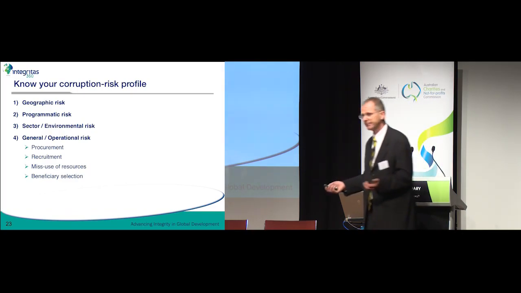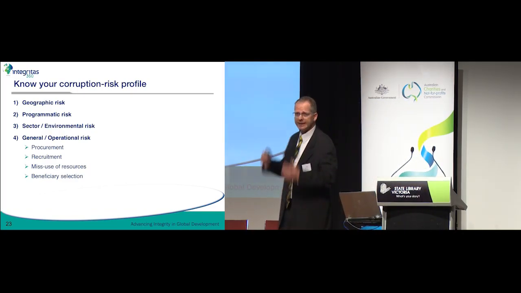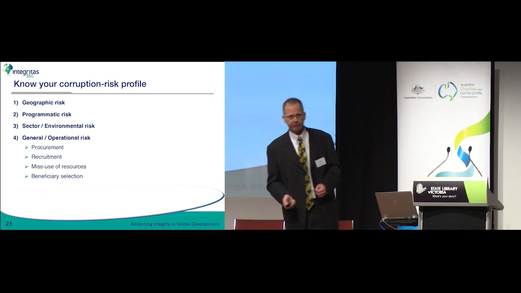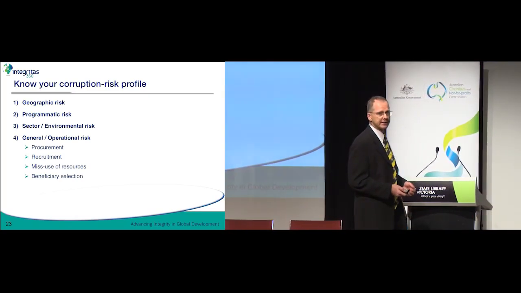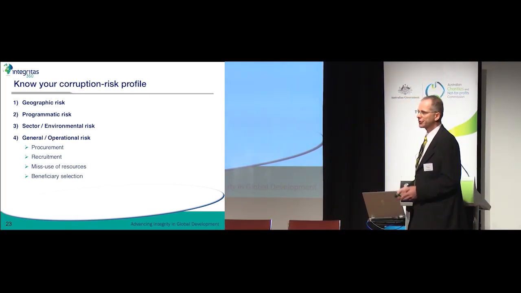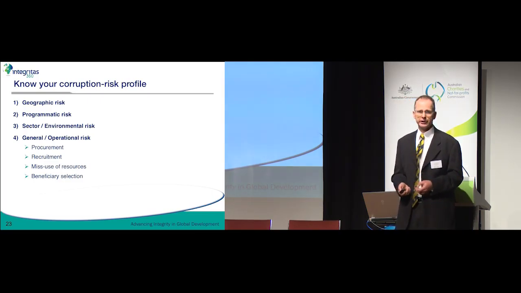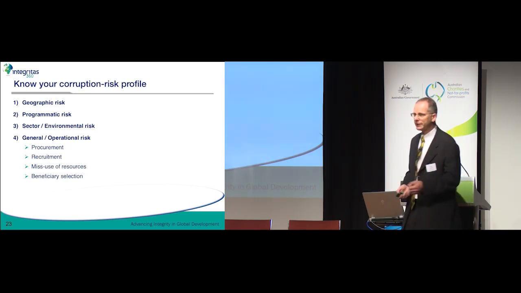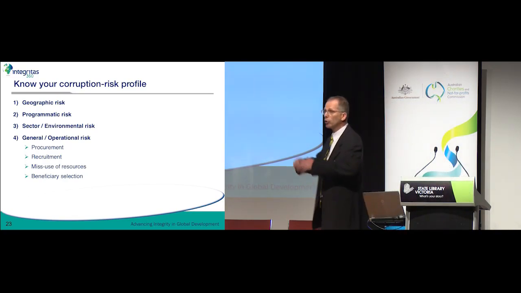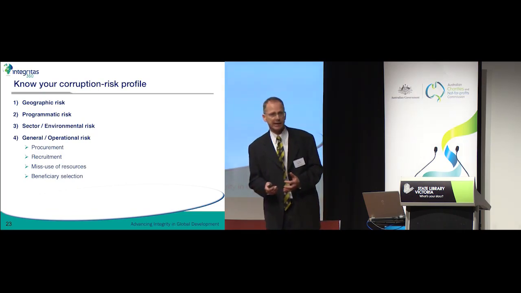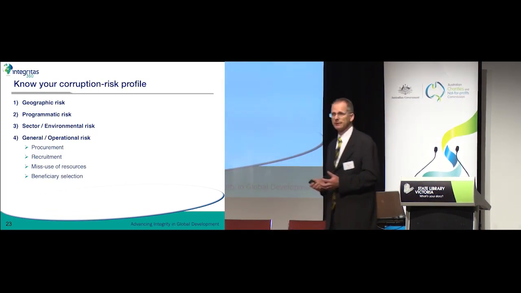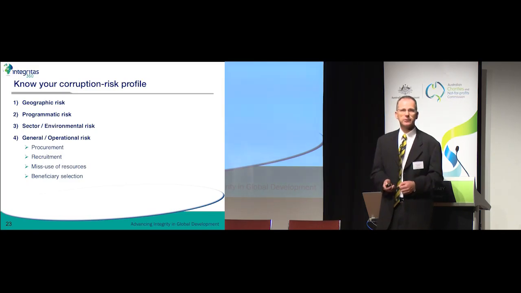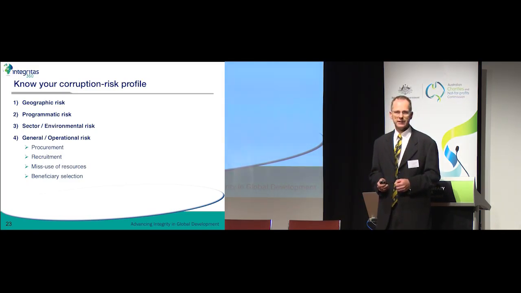What is the programmatic risk? If you are dealing in an emergency relief environment, you will be facing major corruption risk issues, because usually in those environments, no one is looking for three quotes. Nobody is looking for all of these processes and procedures we put in place, which we call good governance or good internal controls, because there are starving people, there's victims out there that need to be helped immediately. So this is the most corruption prone.